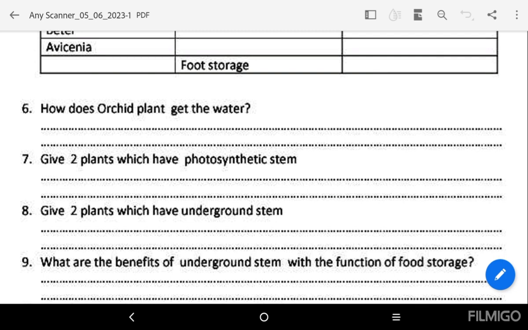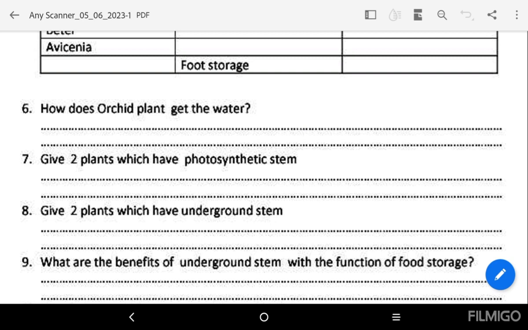Question number 6. How does the orchid plant get the water? Yes, what is the special type of root that the orchid plant possesses? They possess aerial roots, a kind of roots which are green in color at the young stage, then they turn white. So what is the function? These aerial roots absorb water vapor from the atmosphere, and some aerial roots carry out photosynthesis.